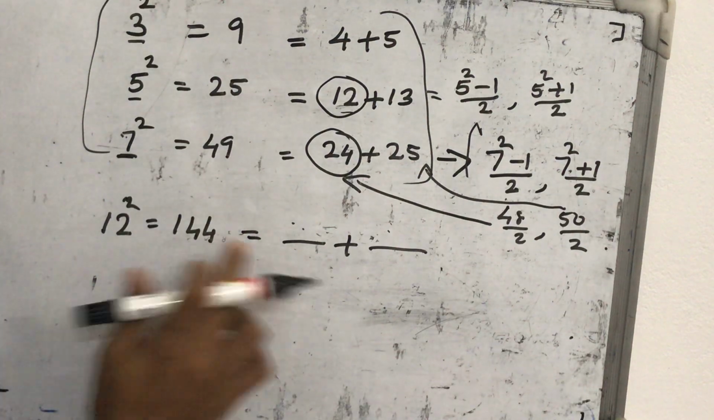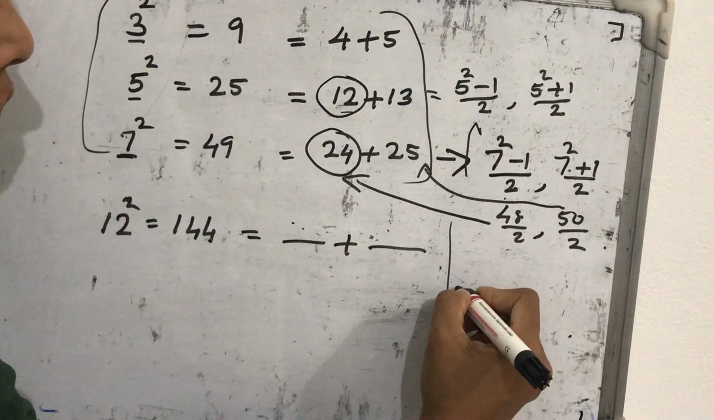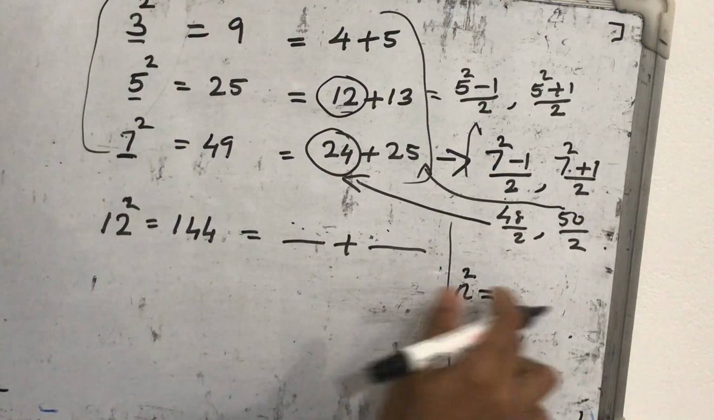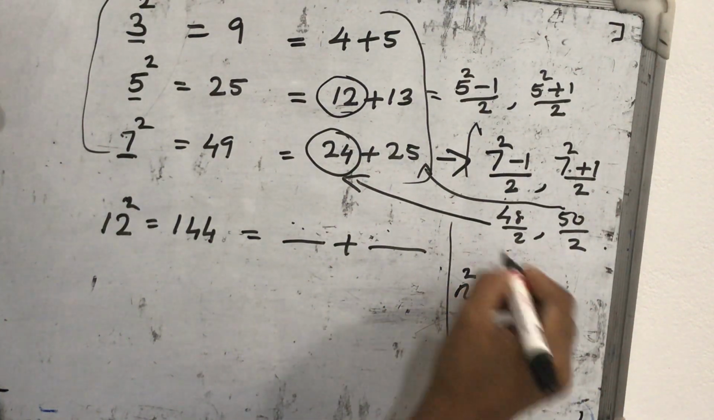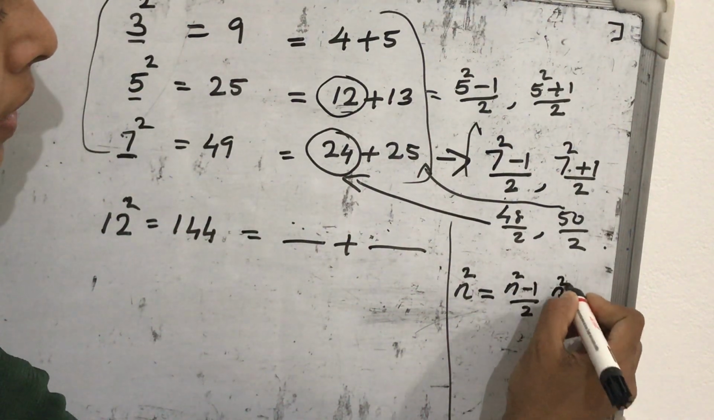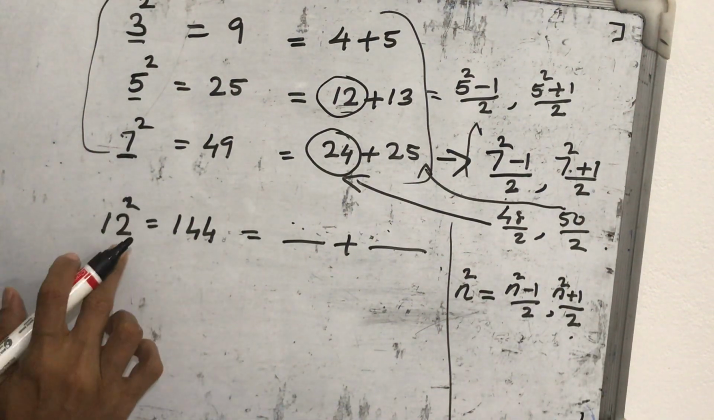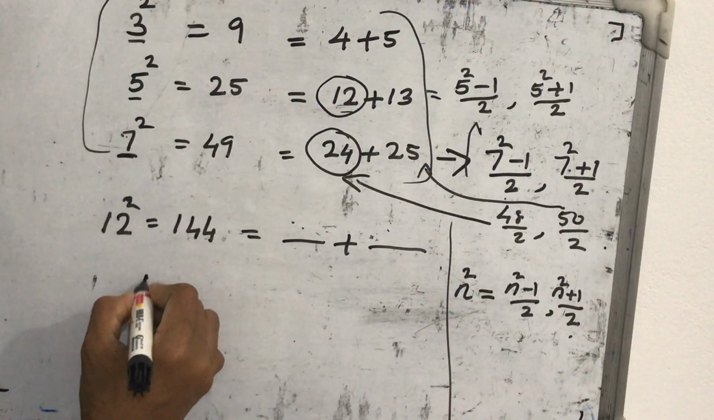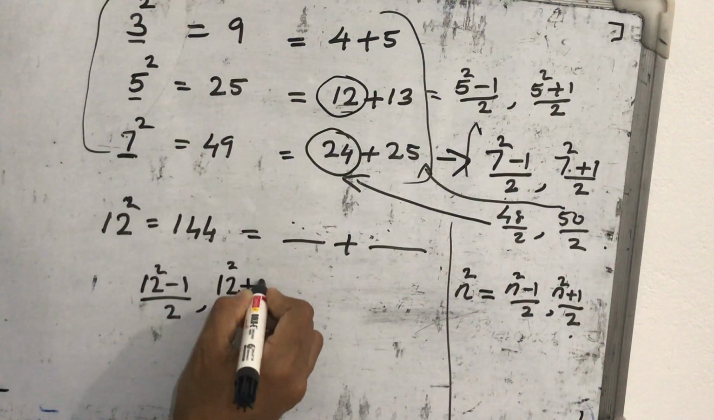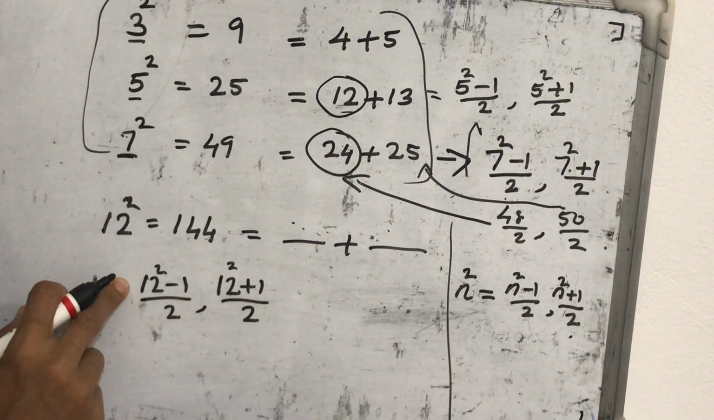Okay, so in this case, how can we take it in general? If we are representing n squared as the sum of two consecutive natural numbers, the first number we get is n squared minus 1, by 2, and the second number is n squared plus 1, by 2. So in this case, 12 squared, how can we write it? The first number is 12 squared minus 1, by 2, and the second number is 12 squared plus 1, by 2. Here 12 squared we know is 144.